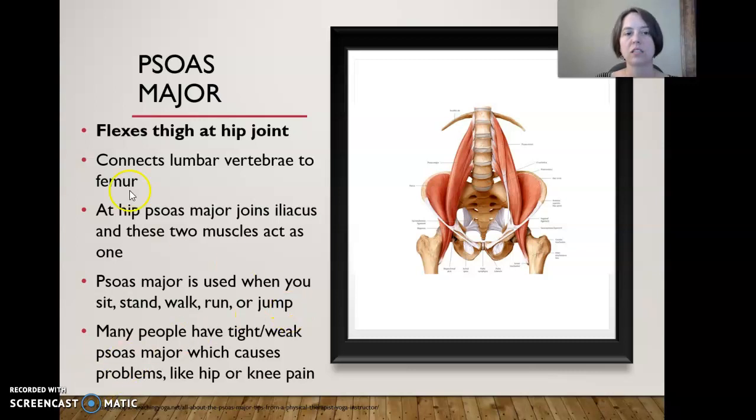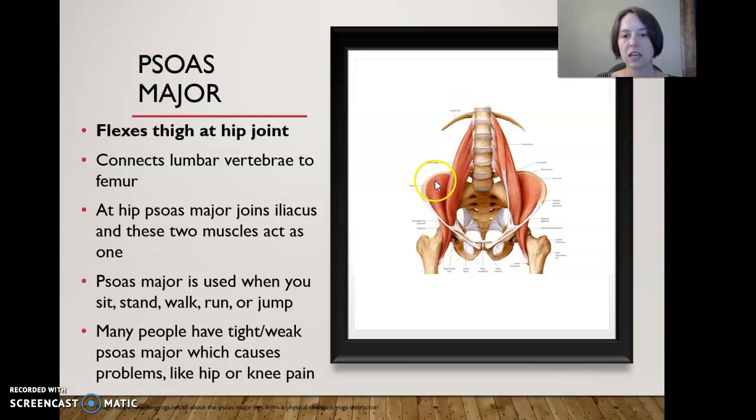So as we can see, it is a large muscle, and a lot of it is in the abdomen, but it does connect, kind of goes through your hip and then connects underneath that first part of the femur, and it connects those lumbar vertebrae to the femur, and it is a very strong hip flexor. So anytime you bring your knee up, anytime you bend your abdomen forward towards the knee, you're going to be contracting this psoas major.